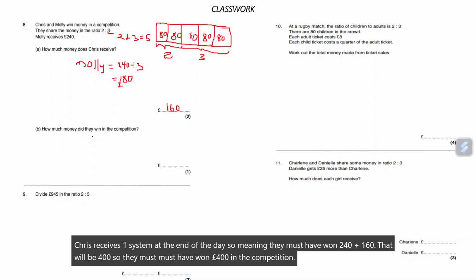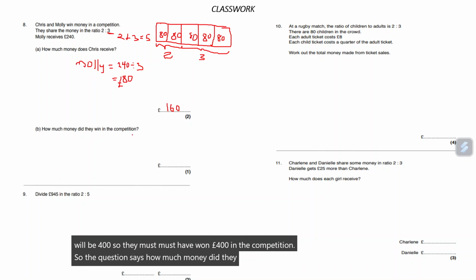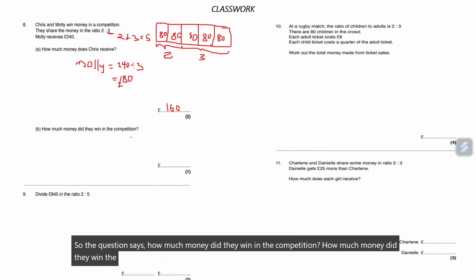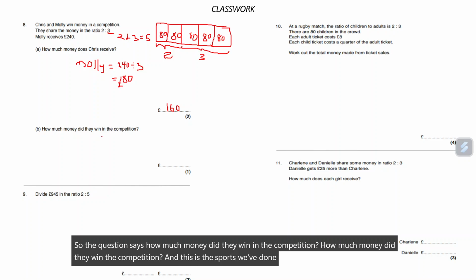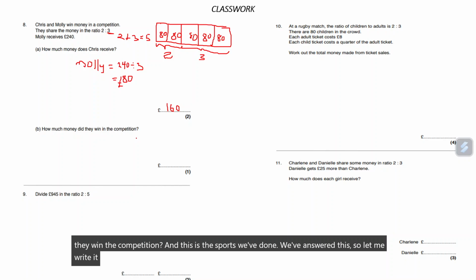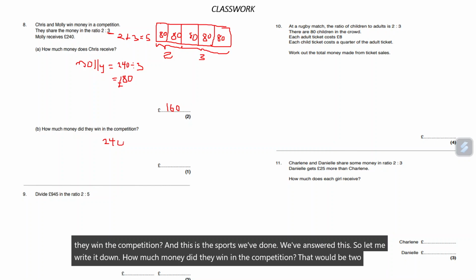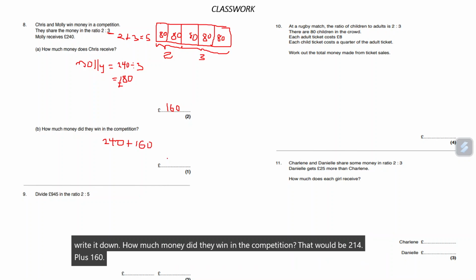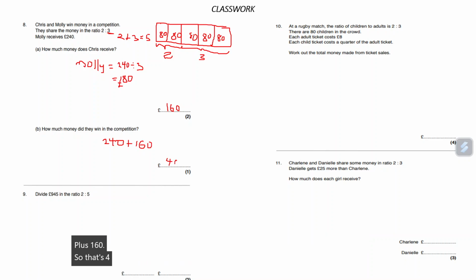So the question says, how much money did they win in the competition? But we've answered this. So let me write it down. How much money did they win in the competition? That will be 240 plus 160, which is 400. So they must have won 400 pounds in the competition.